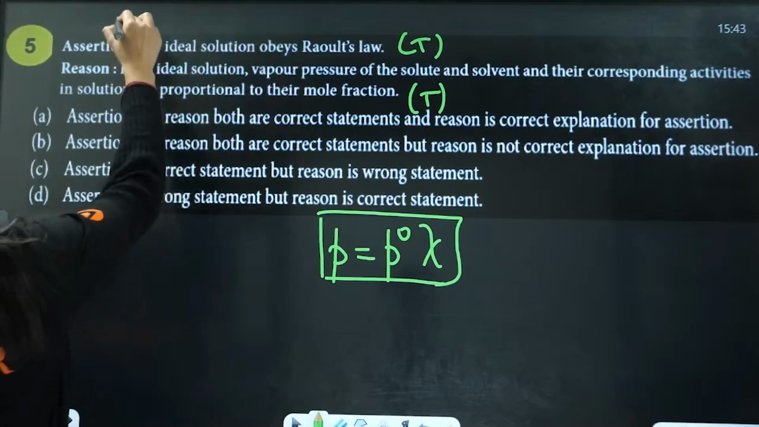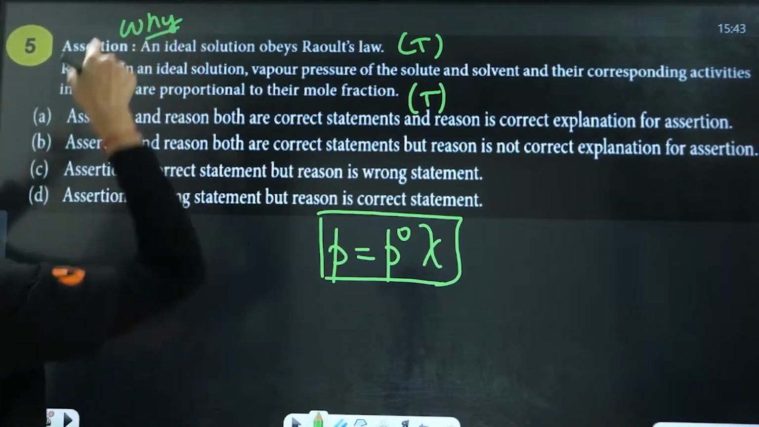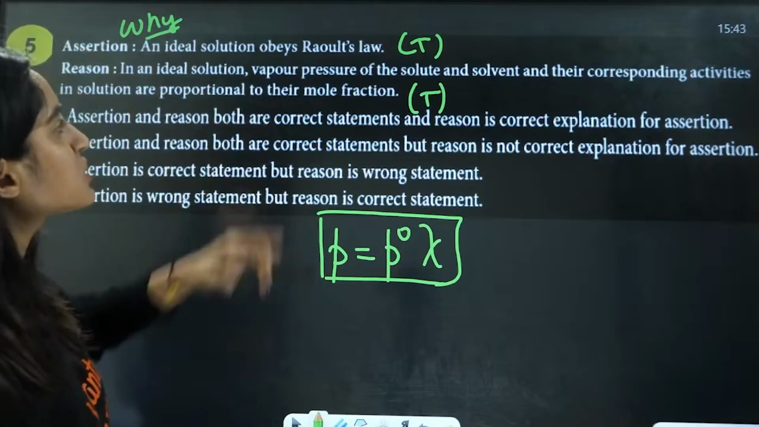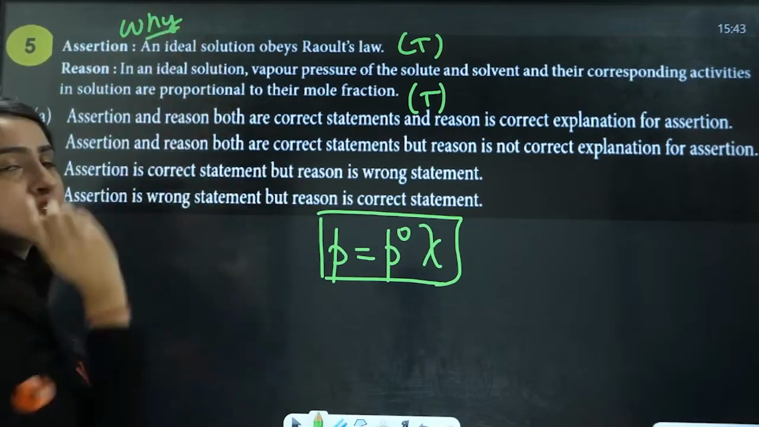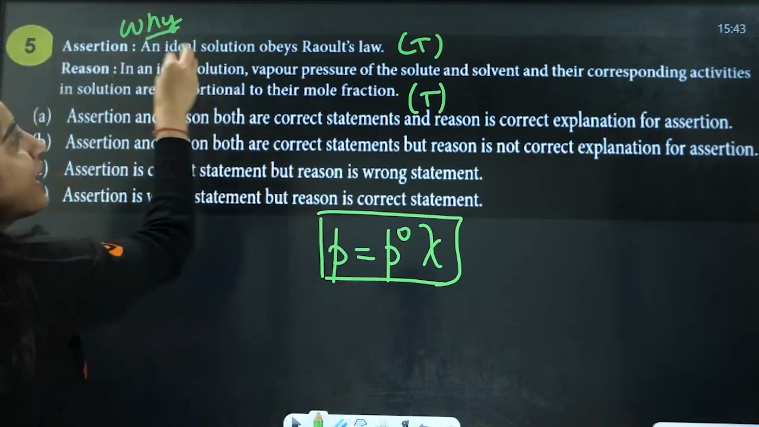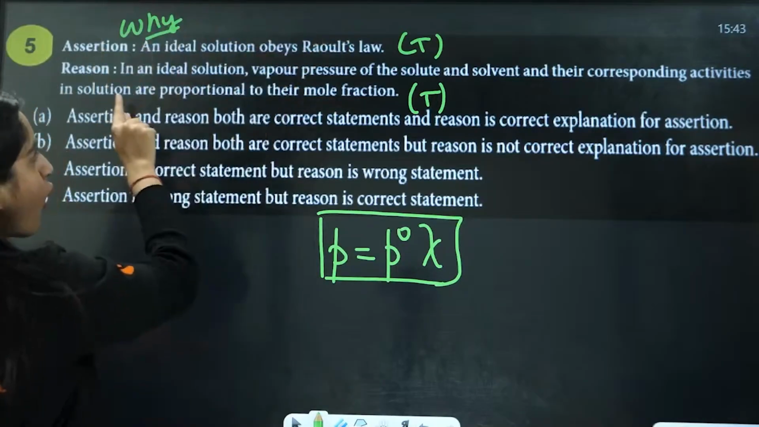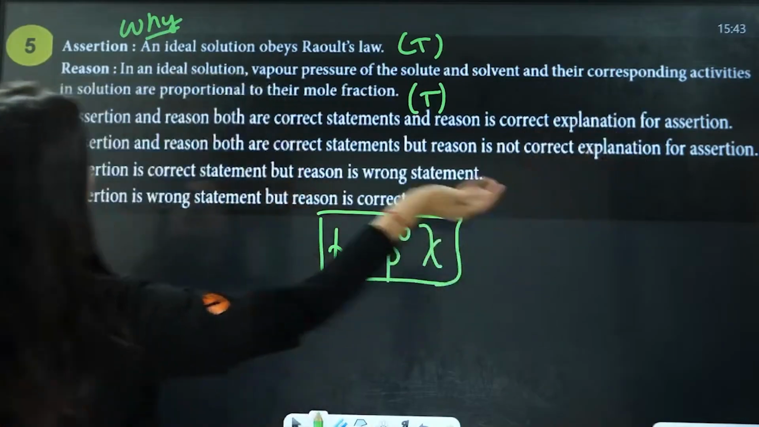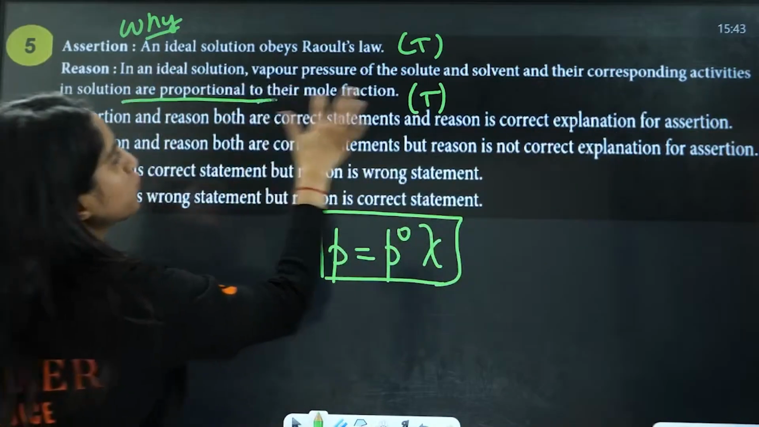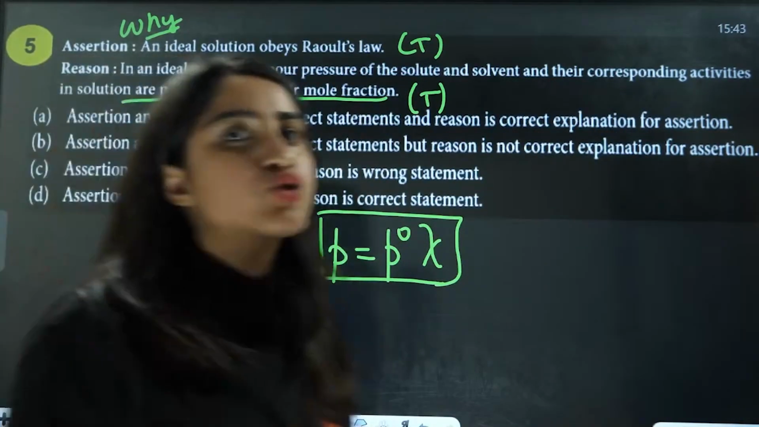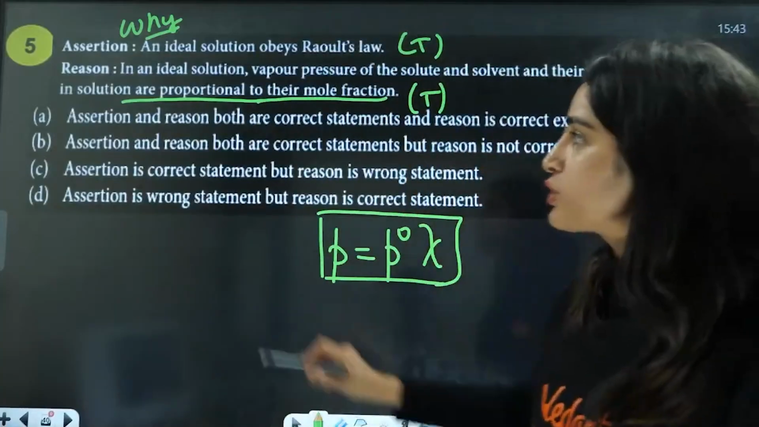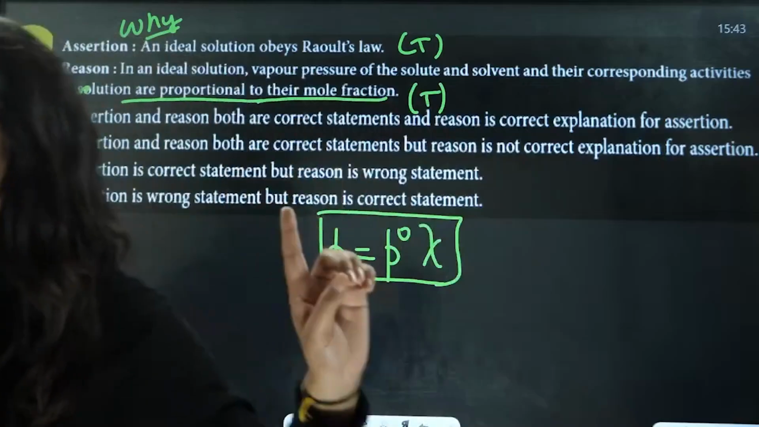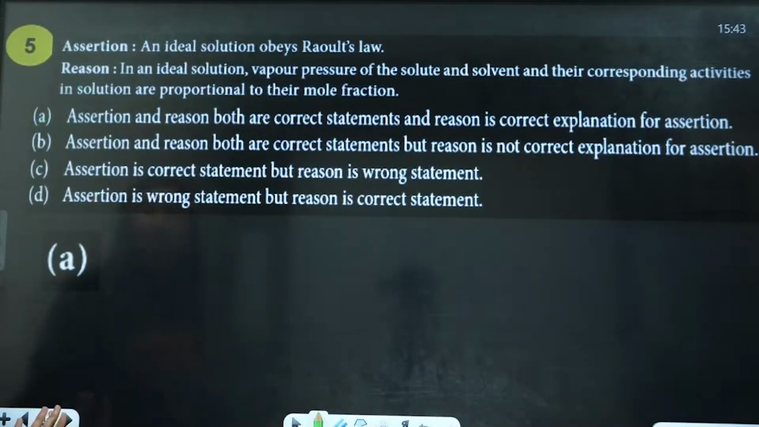Now ask why. Why does an ideal solution obey Raoult's law? Because in an ideal solution, the vapor pressure of the solute and the corresponding activity is proportional to their mole fraction. That is true. So here it is going to be the A answer. Very good. All of you, please answer the questions.